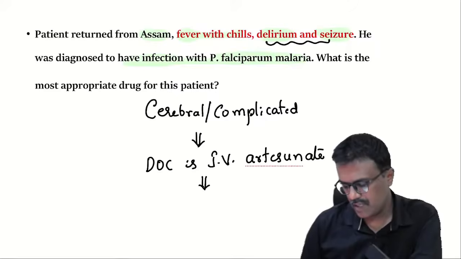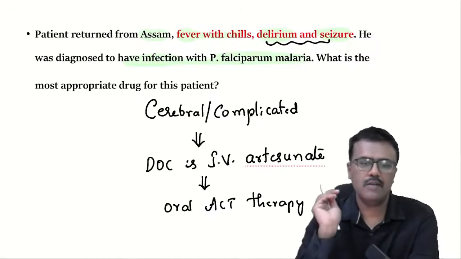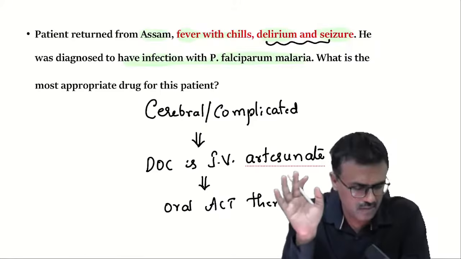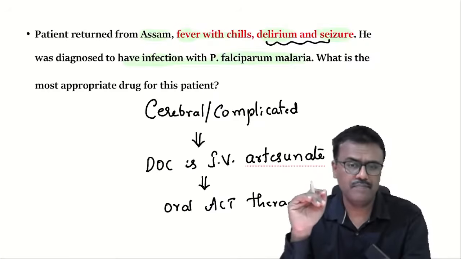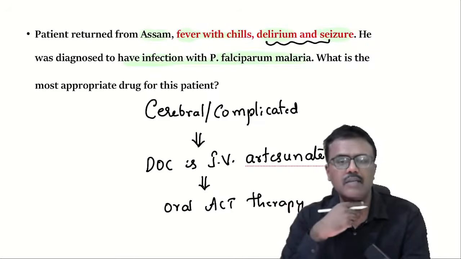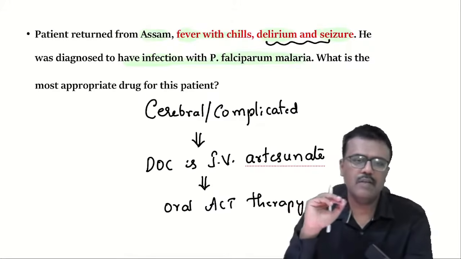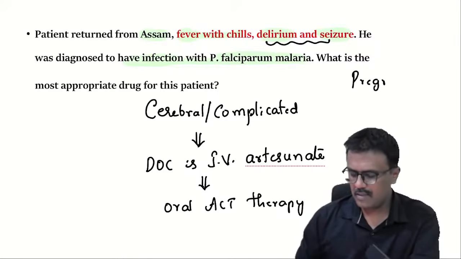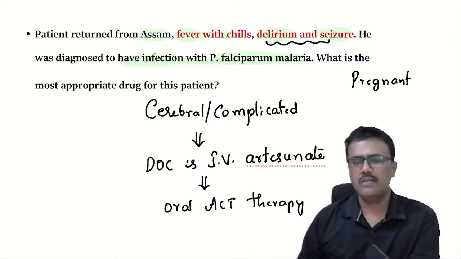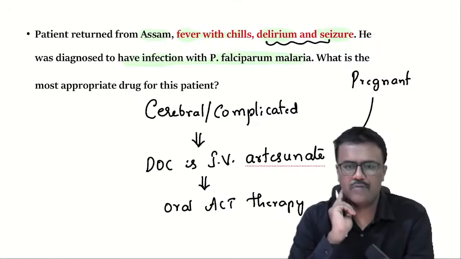So once the patient is stabilized, then you can go for oral ACT therapy. Oral ACT means artemisinin combination therapy. First drug of choice is IV artesunate. Earlier days, you can see in the books IV quinine. But the problem with that is it is going to cause hypoglycemia and arrhythmia. So the safer one nowadays is IV artesunate. Sir, suppose this patient is pregnant and she has complicated malaria, then what is the drug of choice? Even in pregnant complicated malaria, IV artesunate is a drug of choice.